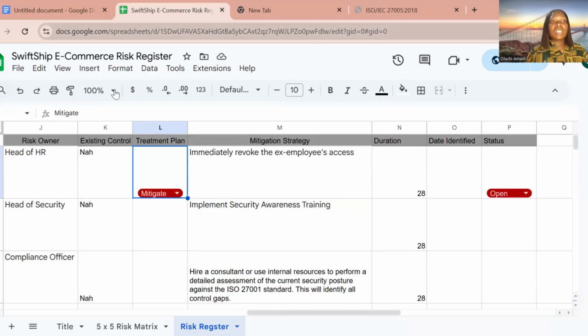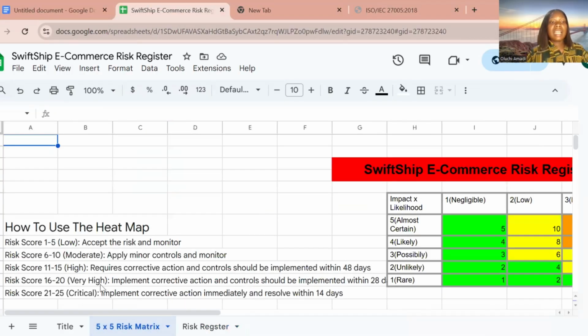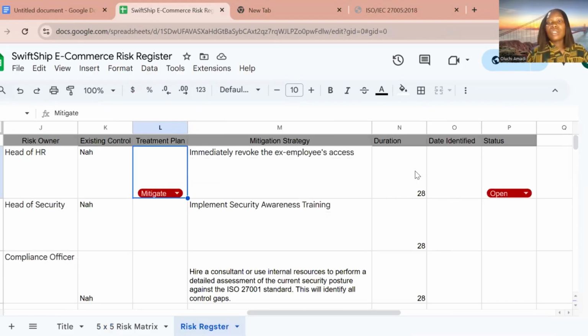From our risk register, we decide that if the score is 16 to 20, it's going to take us 28 days. So the highest that you are giving for this risk to be mitigated is 28 days. The next one is the date that this risk was identified, so you add the date that this risk was found.